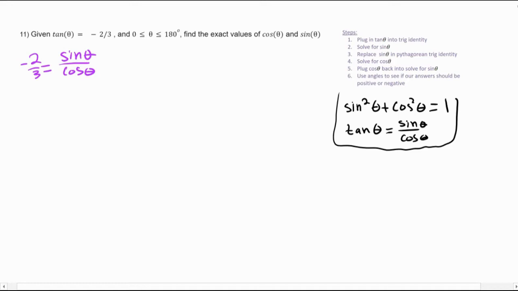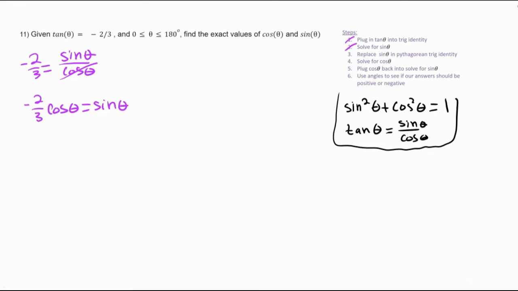Second thing is I want to find out what sine of theta is, so I'm going to multiply cosine of theta on both sides. So it'll cancel that out, and it'll leave me with negative 2 over 3 cosine of theta equals sine of theta. So boom, I solved for sine of theta, already done with 2 steps.